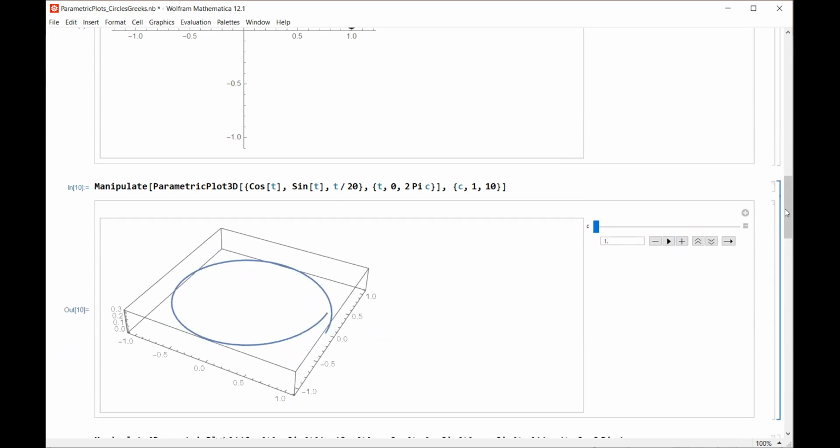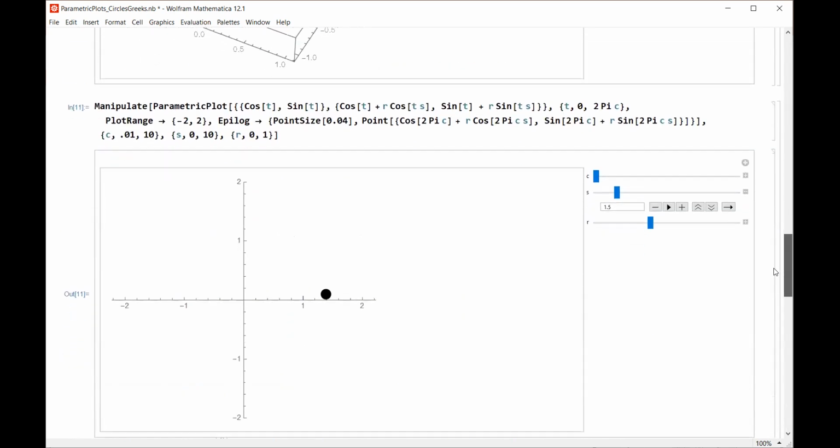Now let's try to do some more interesting behaviors. I'm going to plot always cosine t, sine of t. That's always going to be a circle. Then for the next one, the x coordinate is cosine t plus r cosine ts, and the y coordinate is sine of t plus r sine ts. So it starts off with that circle, and then, if r is not 0, I have a circle around that circle. Here are different choices, and you'll see the two different ones.